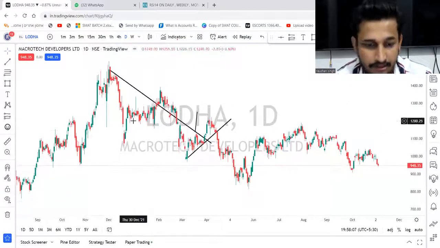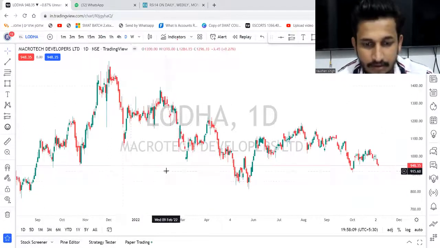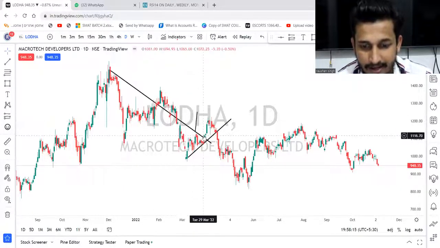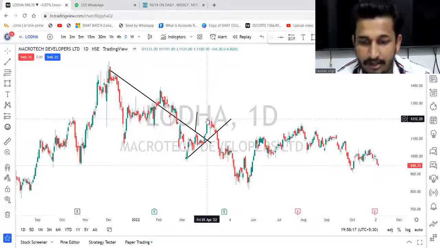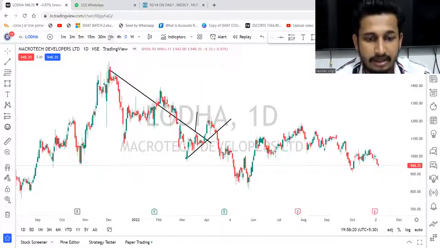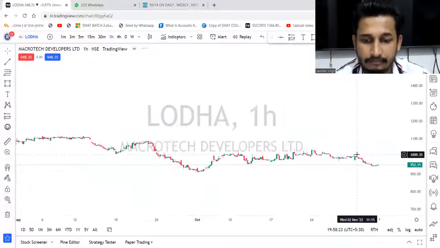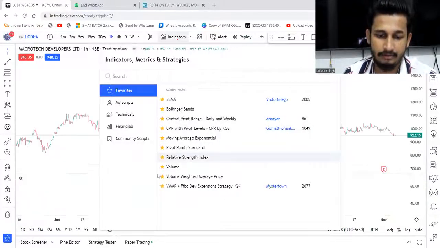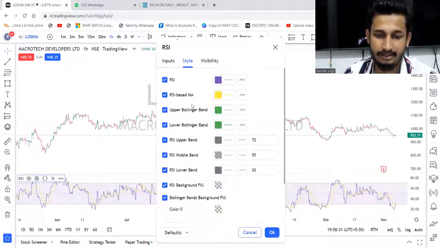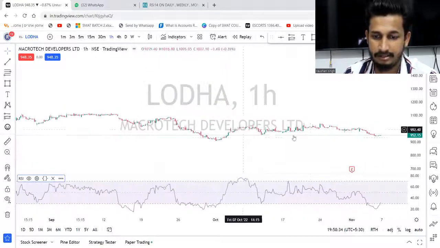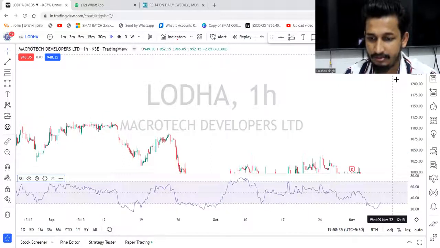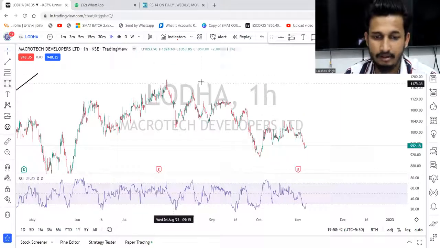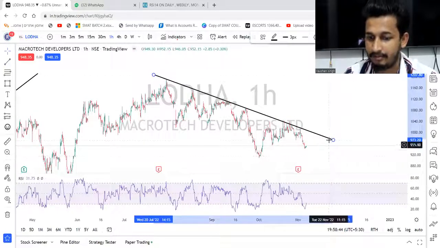So again, if you see this, right now I had planned this one at 116, and it has gone about 5% up. Let's come to the 1 hour time frame. And right now, I'll add RSI, I just need to remove the RSI based MA. That's it. Now, if you see, this stock is one where the breakout has not yet come. It is in downtrend. The breakout has not yet come.